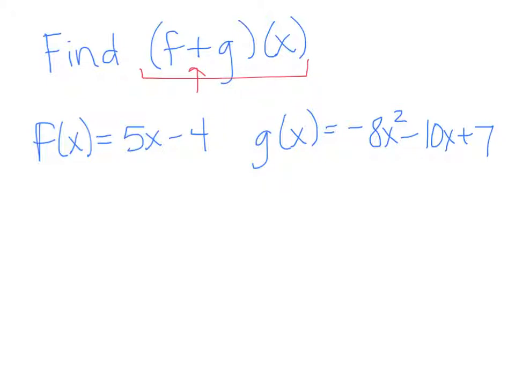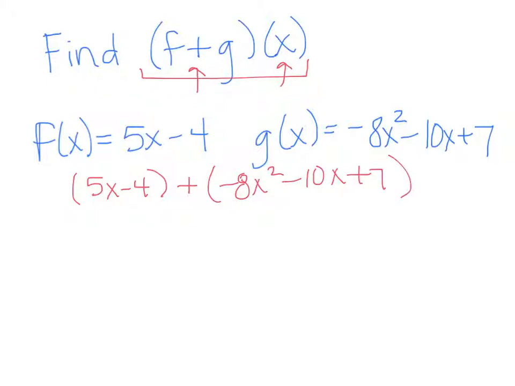I get the plus, meaning we're adding them, and I get the x, which means basically don't plug anything in, just keep x. So what I'm actually going to do is take f of x, which is 5x minus 4, and I'm going to add it to g of x, which is negative 8x squared minus 10x plus 7.